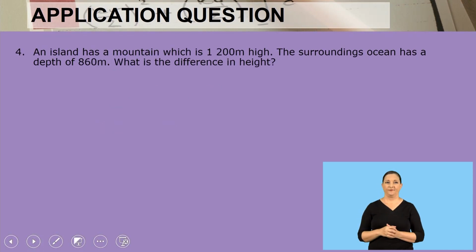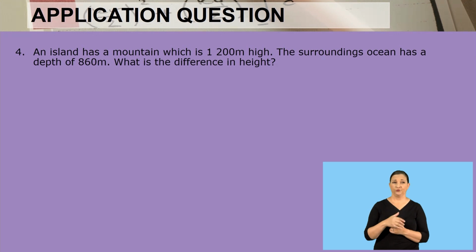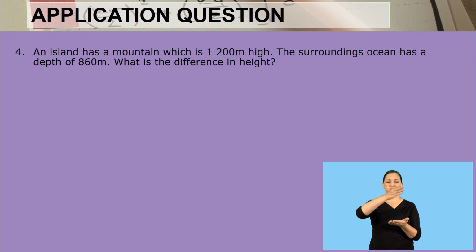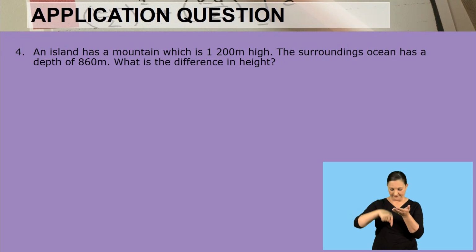Let's go to number 4. Number 4 reads, an island has a mountain which is 1,200 meters high. The surrounding ocean has a depth of 860 meters. What is the difference in height? Now you need to be very careful here. We cannot simply take the numbers and subtract them from each other.